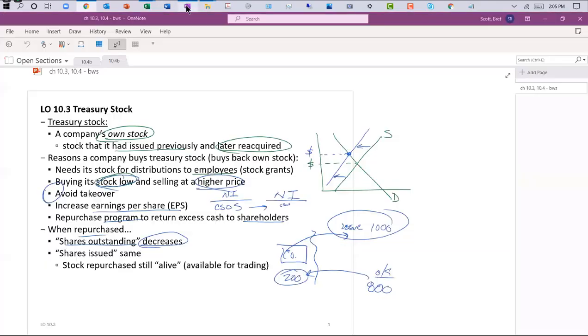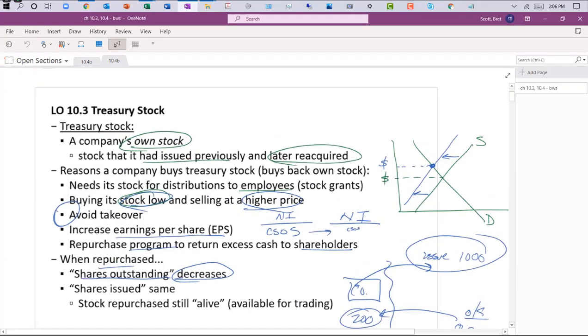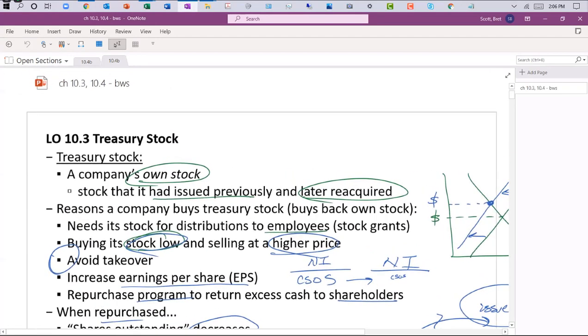Without any further ado, let's go back into chapter 10 to finish this bad boy up. When we started with 10.3, we were talking about treasury stock. Keep in mind that in general, what we're dealing with here is just stock in general.